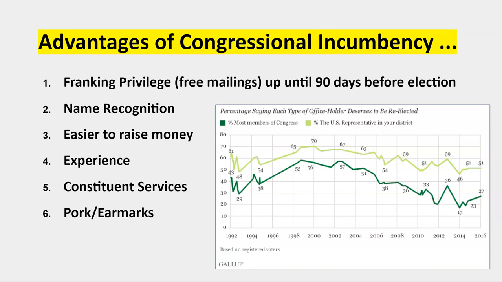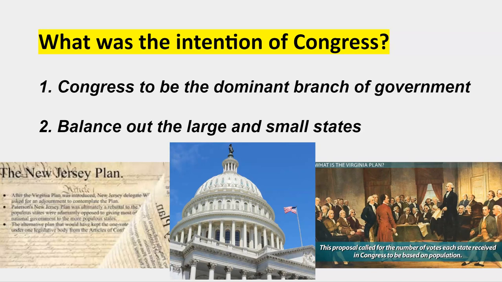So what was the intention of Congress? It's important to note that the founders and framers sat down and outlined three branches of government. The idea of separation of powers was that they would be co-equal, and that was by design: the legislative branch that made the laws, the executive branch that enforced those laws, and the judicial branch that interpreted those laws.